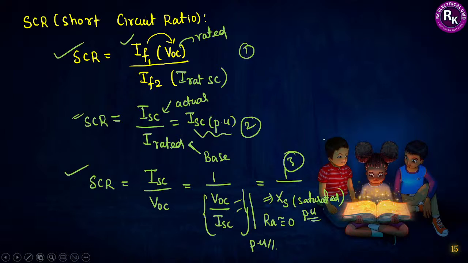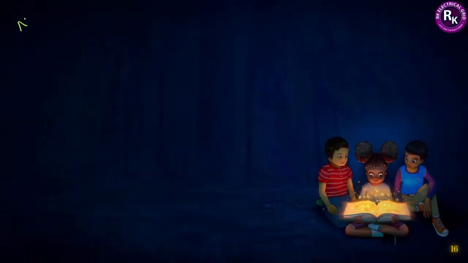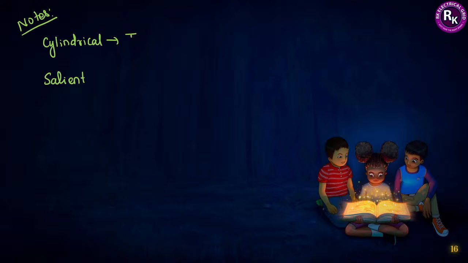Okay, sir. Now let us see some of the observations that you must keep in your mind while talking about the short circuit ratio. Points to remember from the short circuit ratio. What are all the points? We have been talking about two types of rotor. I hope you all remember. One is cylindrical rotor, and another one is salient pole rotor. So based on the cylindrical pole rotor, this rotor type machine is called turbo alternator. I have given some name for this.